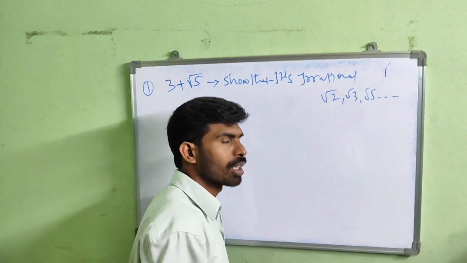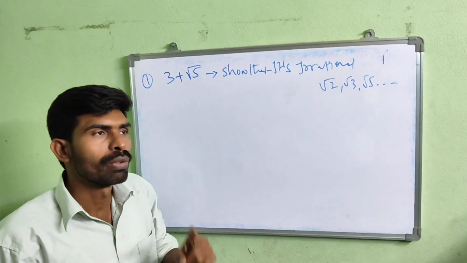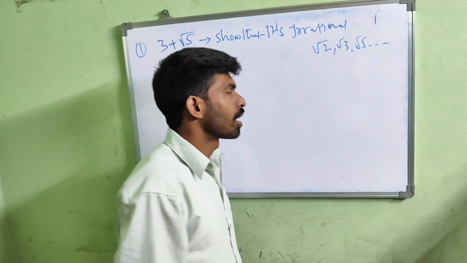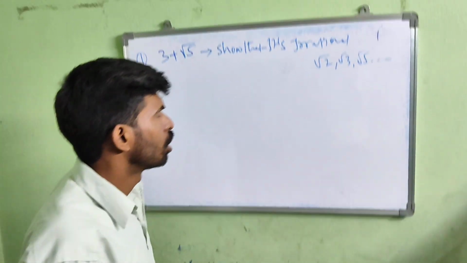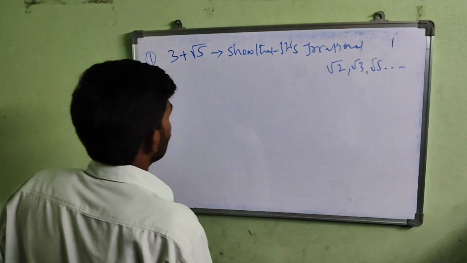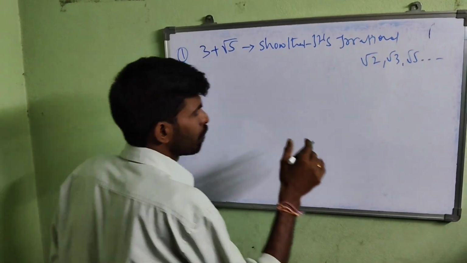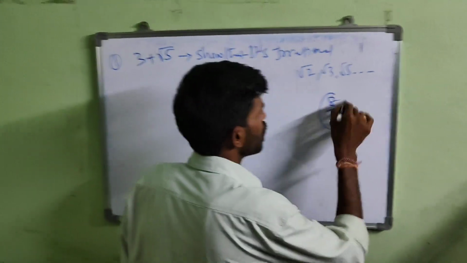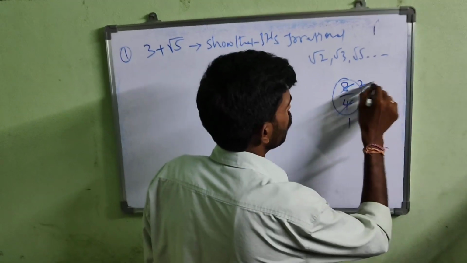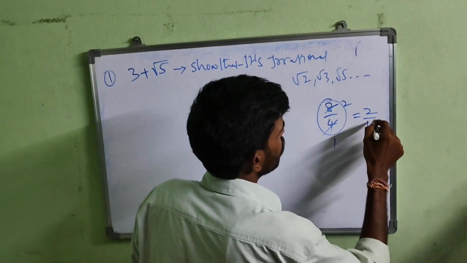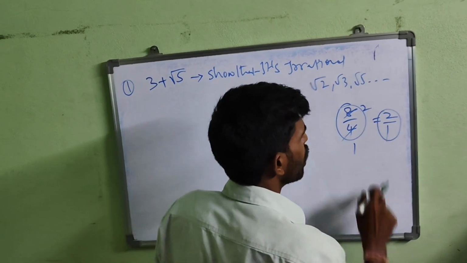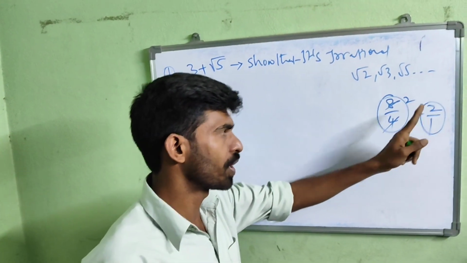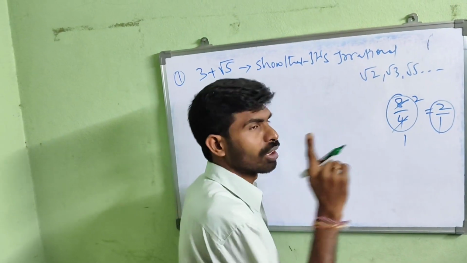What are the co-prime numbers? Those which have only 1 as a common factor, nothing other than 1. Now, for every rational number, for example, 8 by 4, this is a rational number. 4 ones are 4, 4 twos are 8, so it is 2 by 1. Here, 2 and 1 are co-prime numbers. Their HCF is 1, the common factor is 1.